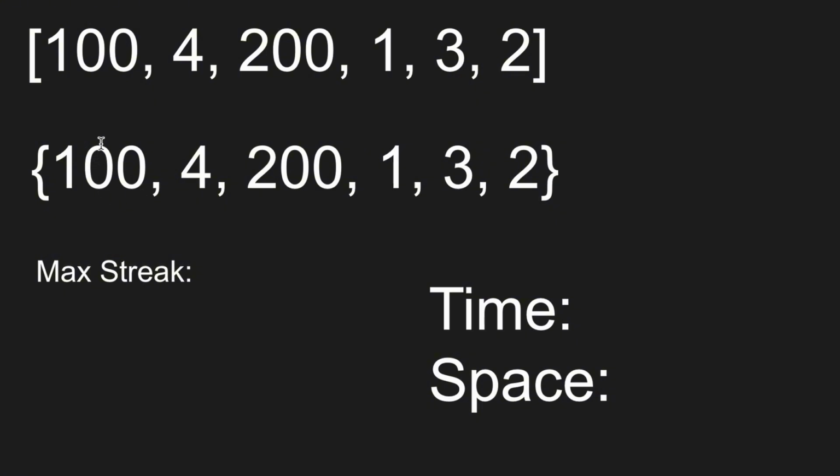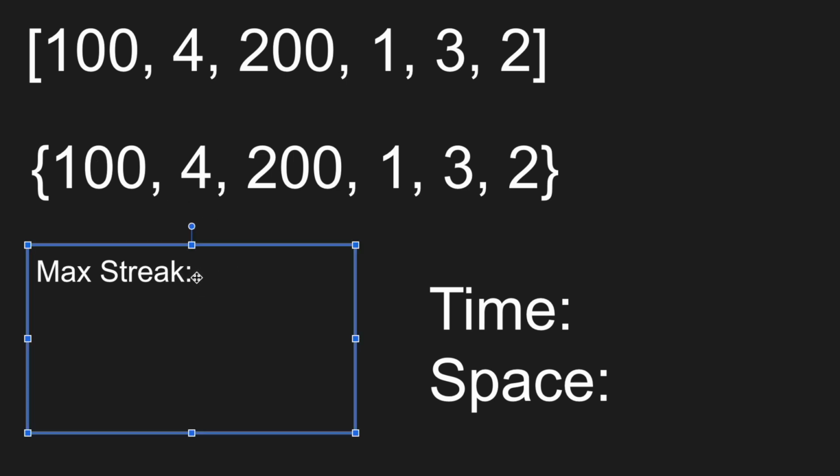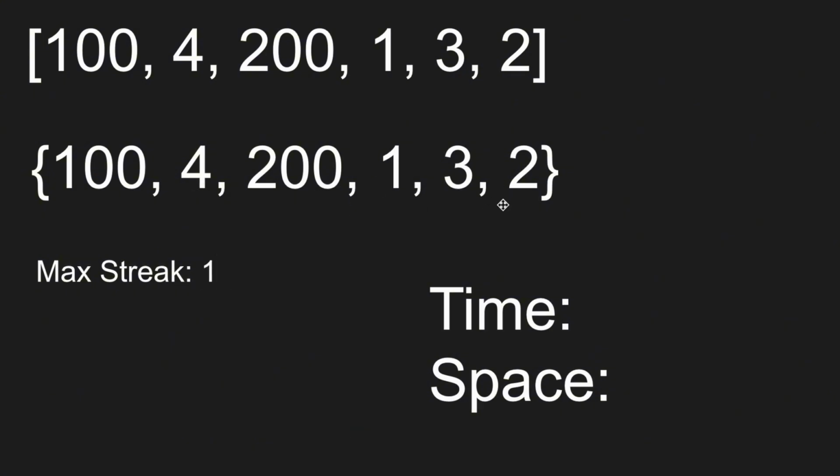So 100 minus 1 is 99, not in the set, so we can check this one. 100 plus 1 is 101, not in the set, so the streak is 1. The max streak currently is 1. 4 minus 1 is 3. 3 is in the set, so we skip it. 200 minus 1 is 199, so we can check this one. 200 plus 1, 201, not in the set, so the streak is still 1.